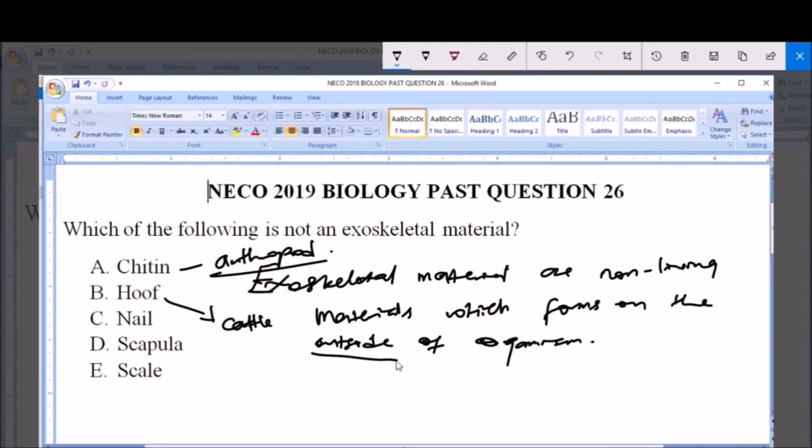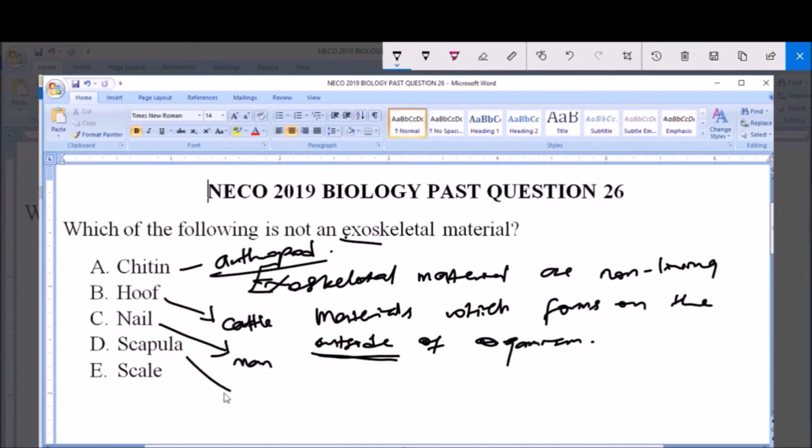This outside is very important. That's where this exo is coming from. So they are found on the outside of the organism, and they help to protect this organism, because that is a function of skeleton. The skeletal system helps to protect. Then C says nail. You find this nail in man also. You find it on the outside of man. It's also what helps to protect man.